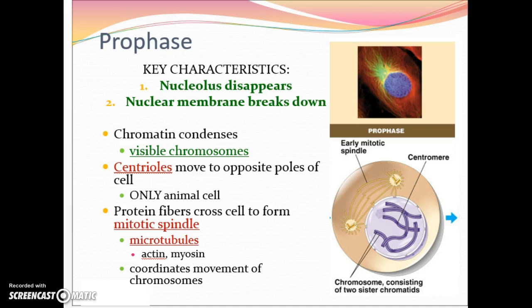Protein fibers are crossing the cell to form the mitotic spindle. The mitotic spindle is made up of microtubules, primarily made out of proteins actin and myosin. And the mitotic spindle is very important in coordinating the movement of the chromosomes to each side of the cell.